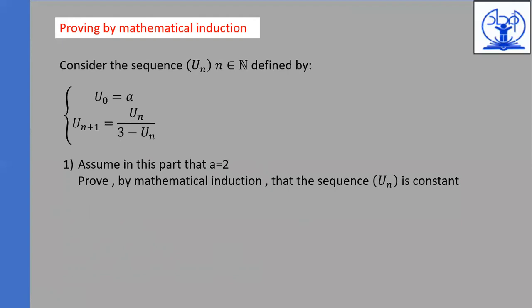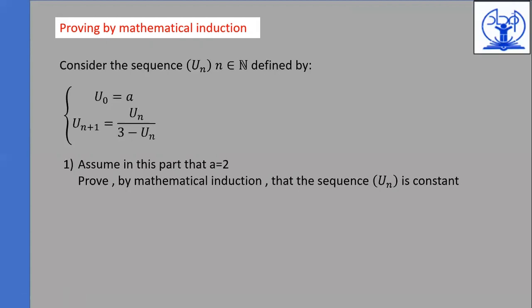Remember that to prove any statement by mathematical induction, you need to go over 3 basic steps. What are the 3 basic steps in the proof with mathematical induction? The first step is to check the validity of the statement for the first level. You're saying to prove that this sequence is constant, which means prove that un is equal to 2 for all n. So you check if u0 is 2.